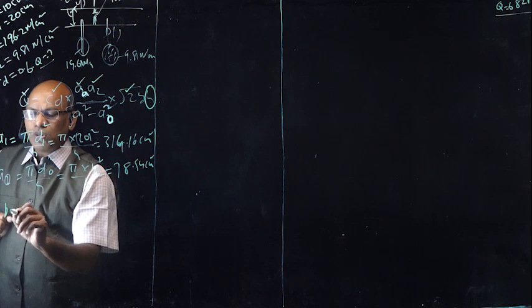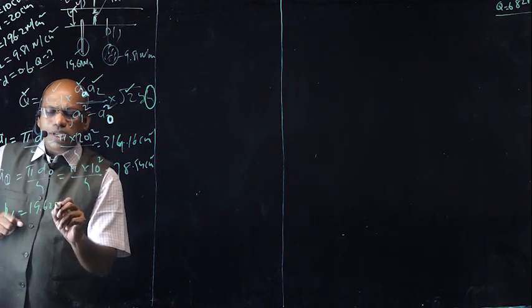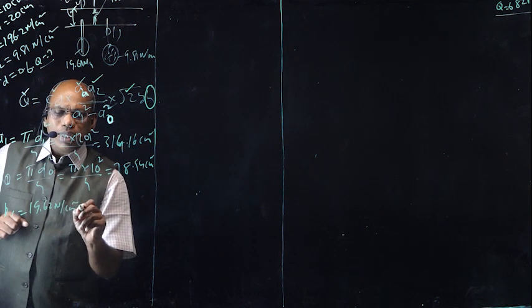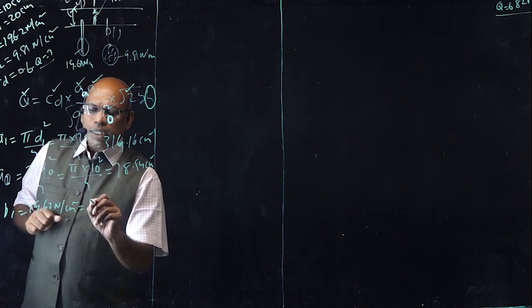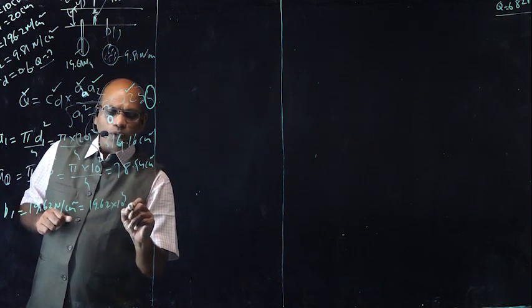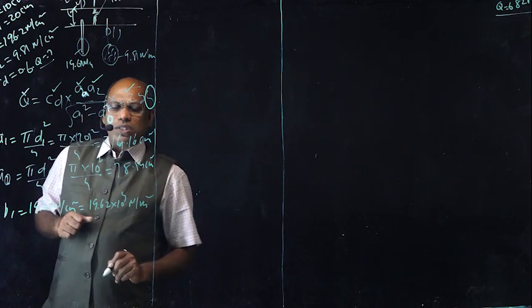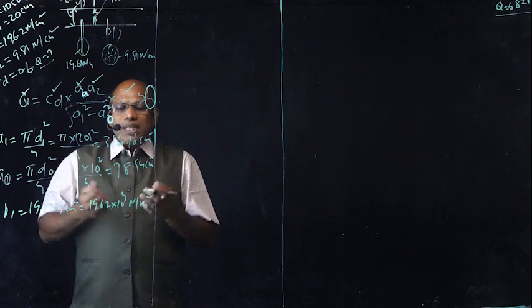P1 is equal to 19.62 Newton per cm square. First this converts into Newton per meter square, that is equal to 19.62 into 10 power 4 Newton per meter square. Right? Now we are going to determine the pressure head.